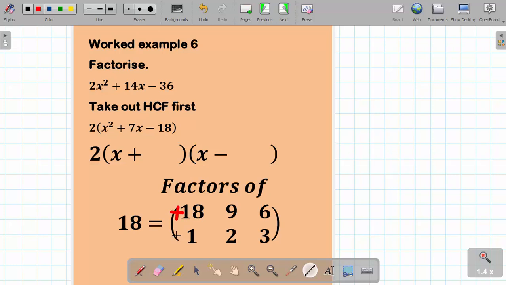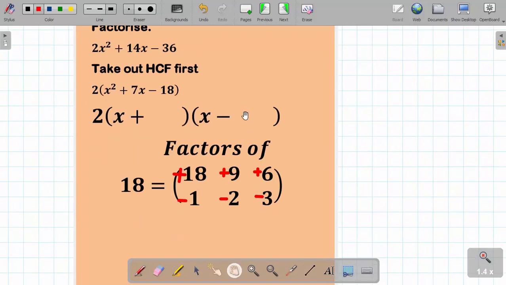What about on the 1? Negative. Then 9 is bigger than 2, so it's going to be positive on the 9. What about 2? Negative. Then 6 is bigger than 3, so what am I going to get here? Positive on the 6. What about on the 3? Negative. Now when I add them, positive 18 plus negative 1, it gives me what? It gives me positive 17.